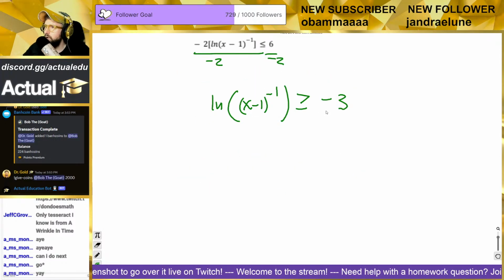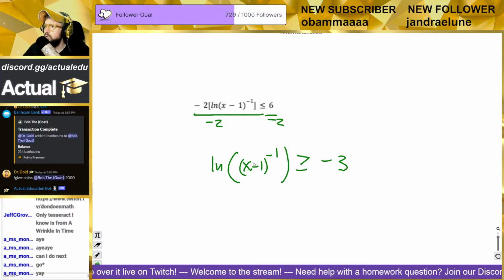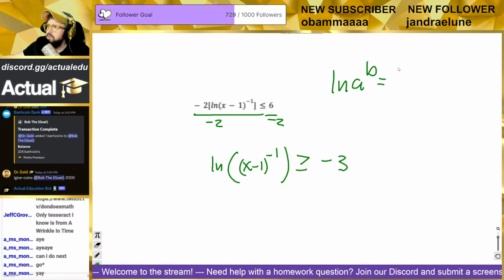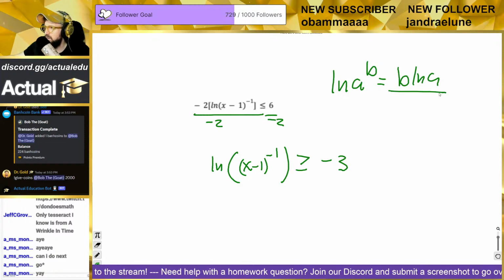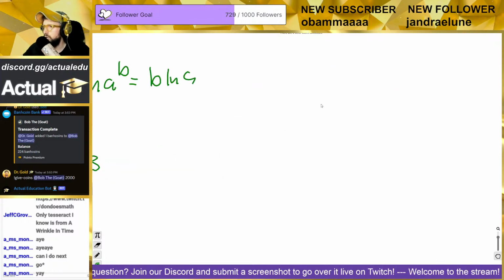What I'm going to do first here is use what's called a log rule, which says that if I have the ln of a to the b, this is the same thing as b ln of a. Have you seen this rule before? I don't think I have. Okay. Let me just tell you all the log rules. There are some really cool ones.